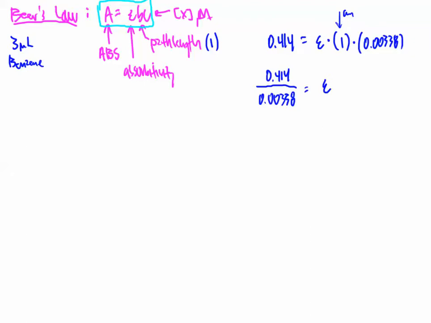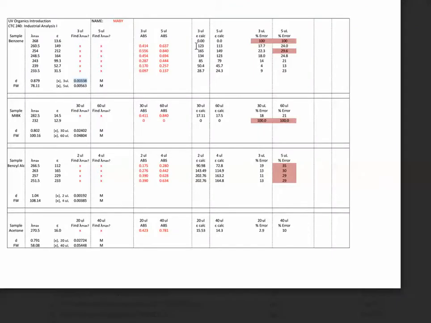Once I do that, I'm going to let Excel do the calculation for me as well. I take my absorbance, 0.414, and divide it by the concentration, which is 0.00338. That's the molar absorptivity I got here in that column, which is 123. I do that for every lambda all the way down. Once you put in the correct formula, you copy and drag it all the way down to the bottom, and it will do those calculations for you.